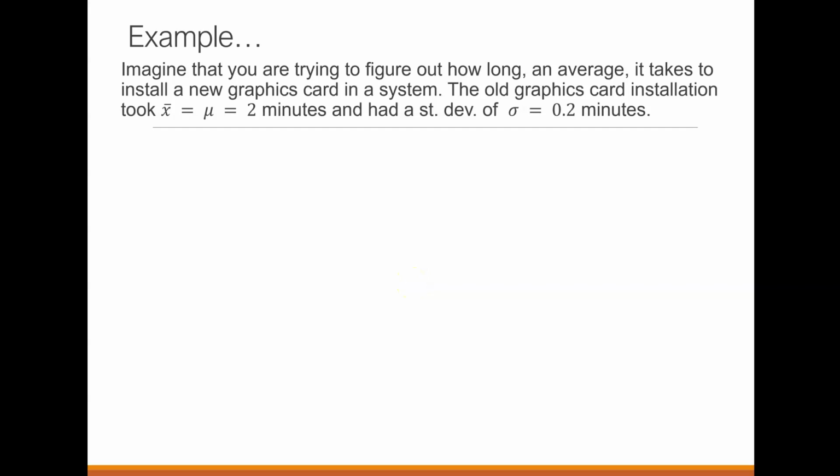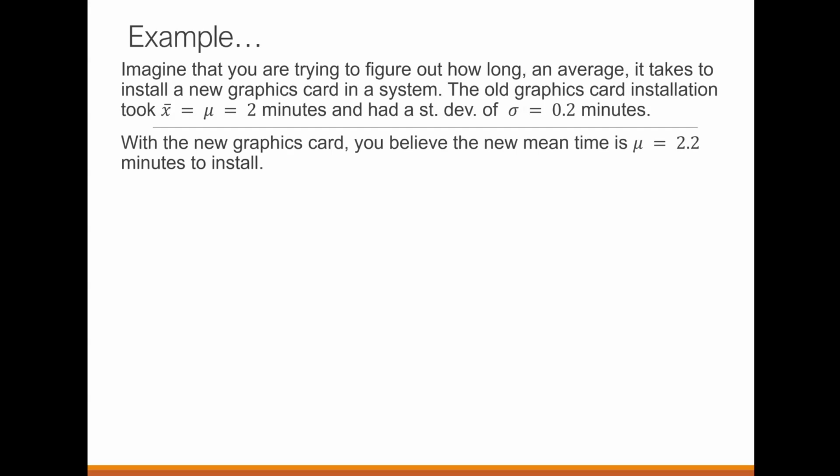So let's start by talking about a scenario. Imagine you're trying to figure out how long on average it takes to install a new graphics card in a system. The old graphic card installation took, on average, x-bar equals 2 minutes and had a standard deviation of 0.2 minutes. With the new graphic card, you believe the mean time is 2.2 minutes to install.